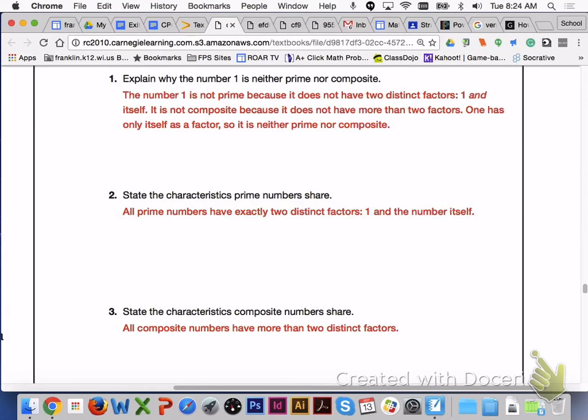If we take a look at number 1, the number 1 is not prime because it does not have two distinct factors, 1 and itself. It is not composite because it does not have more than two factors. 1 has only itself as a factor, so it is neither prime nor composite. Very important that you understand that. For number 2, all prime numbers have exactly two distinct factors, 1 and the number itself. And for number 3, all composite numbers have more than two distinct factors.